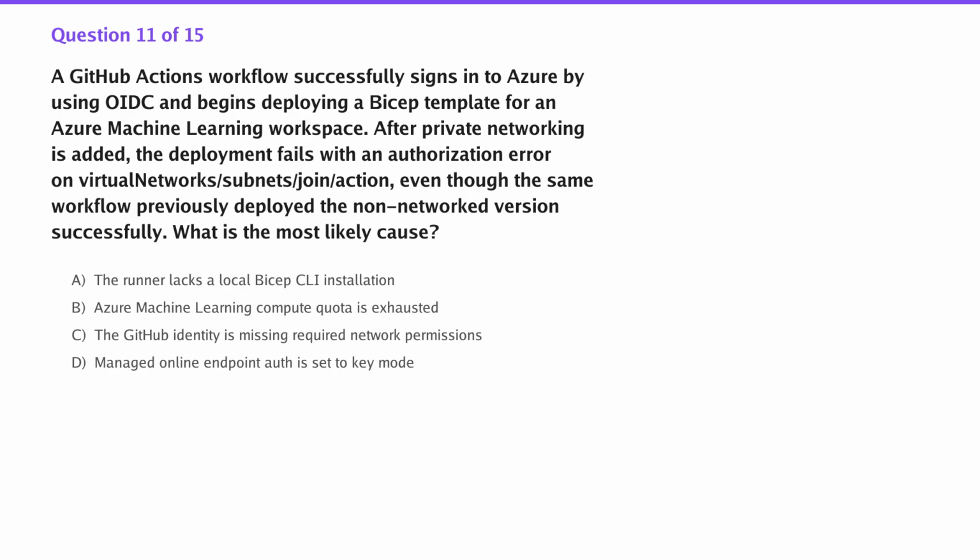Option A, the runner lacks a local Bicep CLI installation. Option B, Azure Machine Learning Compute quota is exhausted. Option C, the GitHub identity is missing required network permissions. Option D, managed online endpoint auth is set to key mode. The correct answer is option C, the GitHub identity is missing required network permissions.